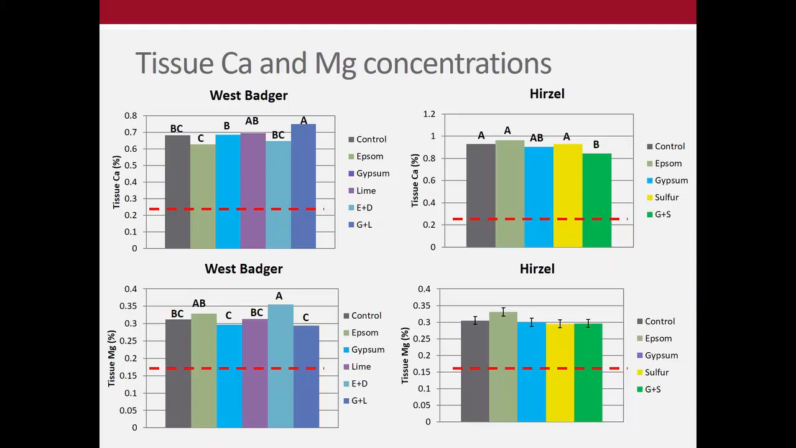I do want to point out these red dashed lines are the sufficiency levels that you'll see in the tri-state recommendations. So we're well above these sufficiency levels for all of our treatments. Even though we were able to show some slight variation based on these treatments, none of them even came close to pushing the level that we would consider deficient for either calcium or magnesium. And at the Herzl site, again, less response overall. We were able to see very slight differences in tissue calcium, but nothing major there at the Herzl site.